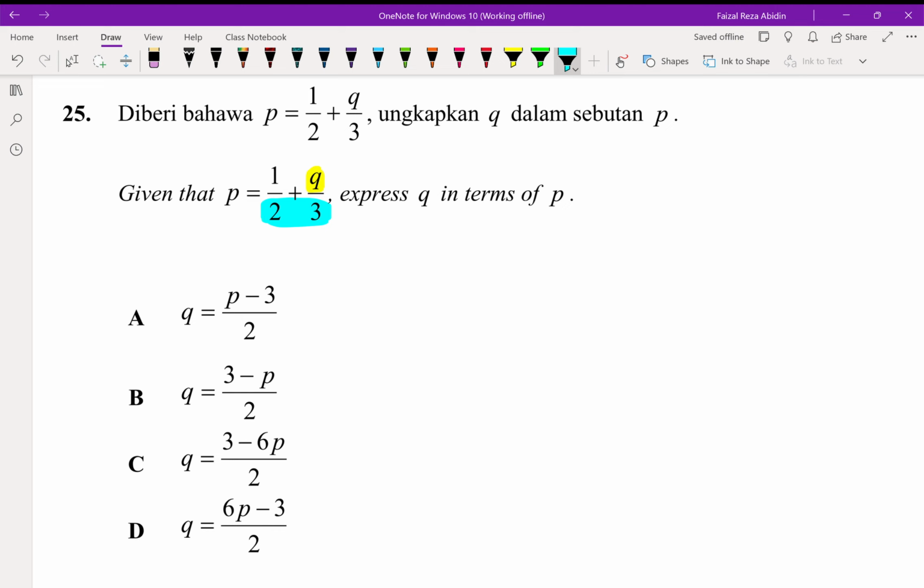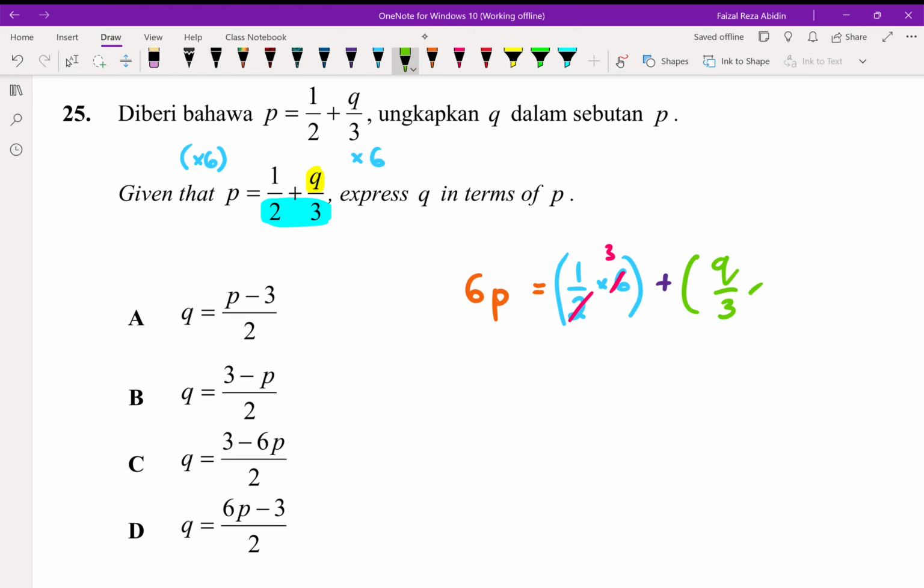For my opinion, I'm going to times everything with 6. Why? Okay, look here. Why I choose 6? Because I have over there is 2 over 3, isn't it? So, if I times over here with 6 and times over here with 6, P times 6, you're going to get 6P. Am I right? Now 1 over 2 times with 6, what do you get for this one? Yes, you are going to get 3. Plus the other one you are going to get Q over 3 times with 6. 3 and 6 is 2, so 2 times Q, isn't it?